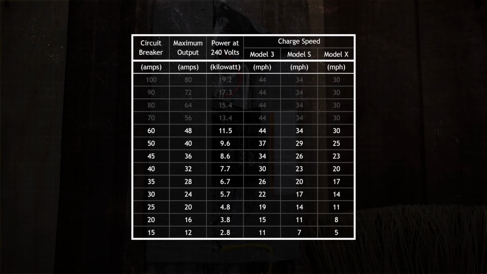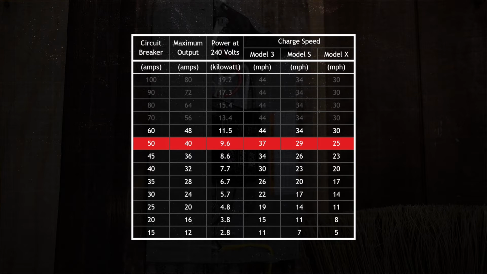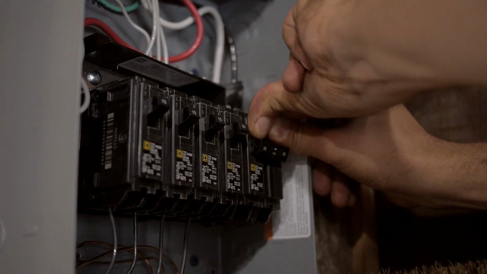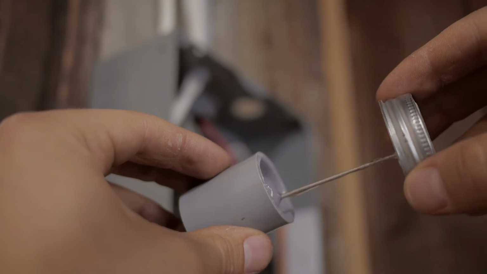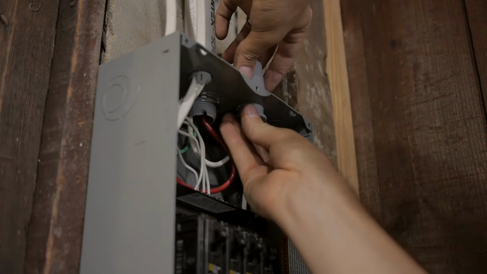If the current supplied to the wall charger is higher, the car will generally charge at a faster mile per hour rate. However, there are several factors that limit how much current you can supply to the charger. In my case, I was limited to 50 amps because of the wire size between the main panel in the house and the sub panel in the garage. After installing the appropriate 50 amp breaker, I finished up the conduit between the charger and panel.